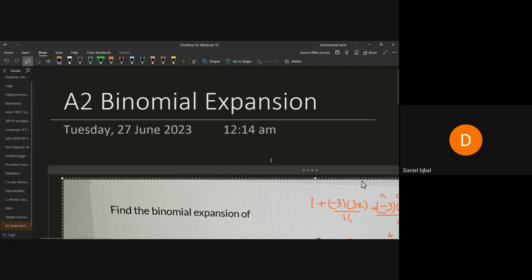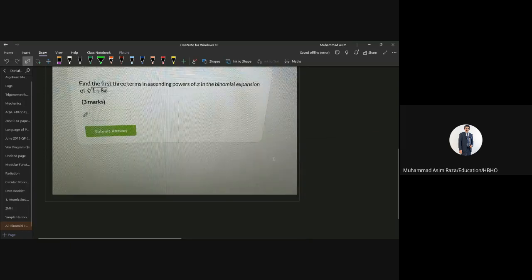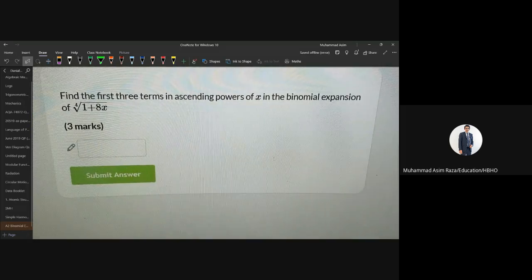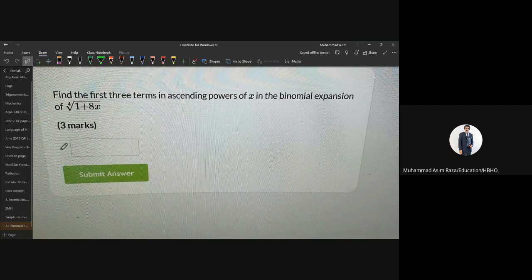Okay, so we'll do this question now. You see that we have, he says, find the first three terms in the ascending power of x. In the first three terms in the ascending power of x, you know that the first term will be x raised to the power of 0, the second will be x to the power of 1, the third will be x squared. So we need to find the first three terms here.